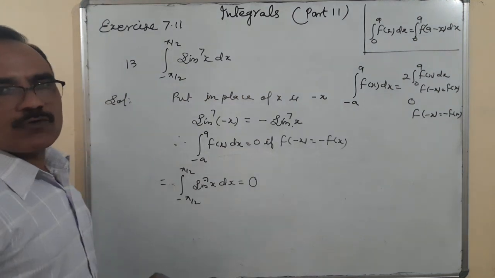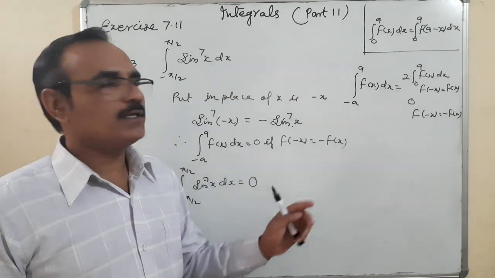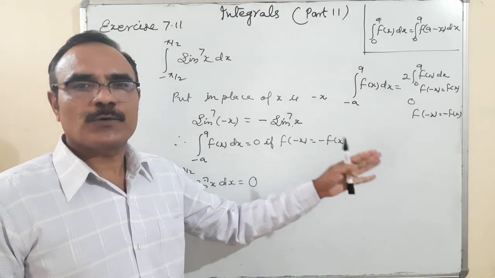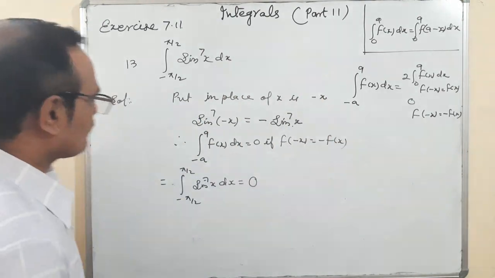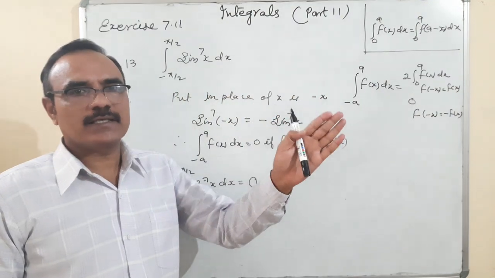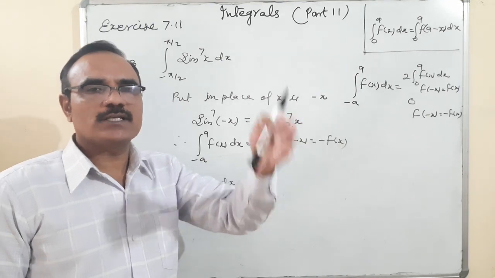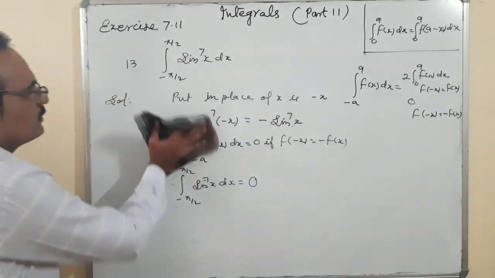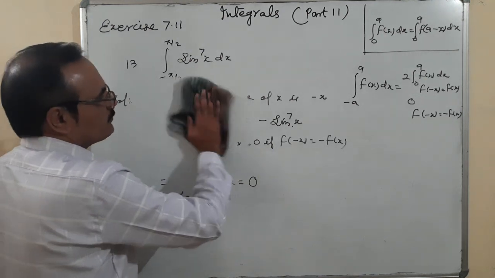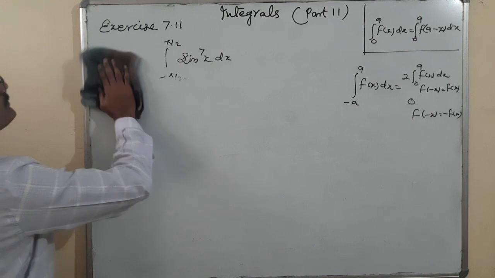So my suggestion before starting to solve the question, you should see the question carefully, go through all the properties, and then proceed. Otherwise you start calculation here, sine to the power 7 x into sine to the power 6 x, then sine cube x whole square, a minus b whole square, and many things. You will waste a lot of time, and finally you see that the result is 0.